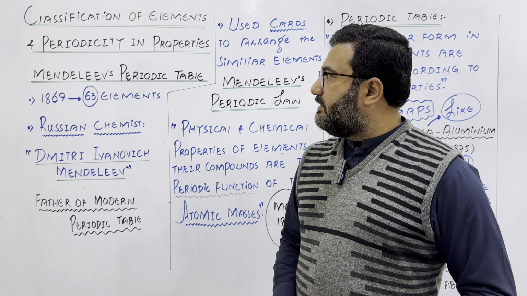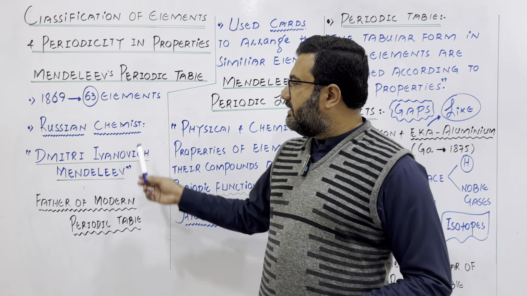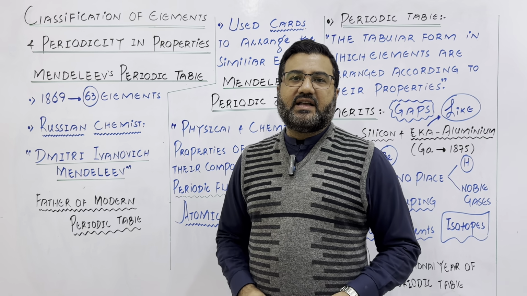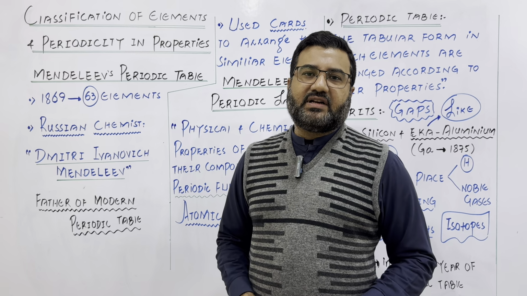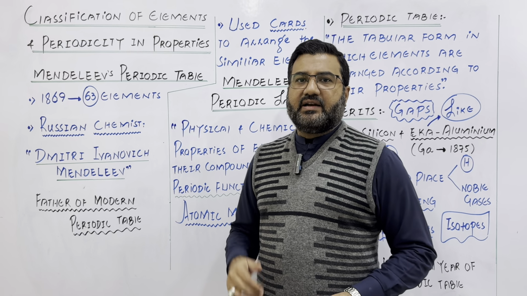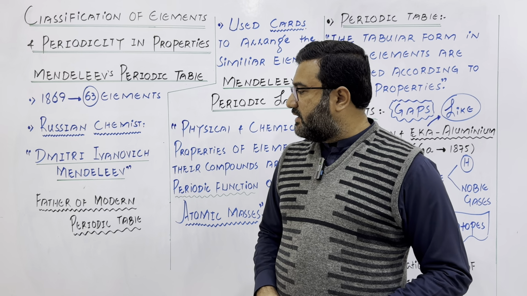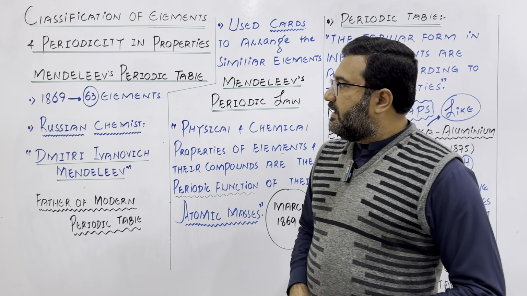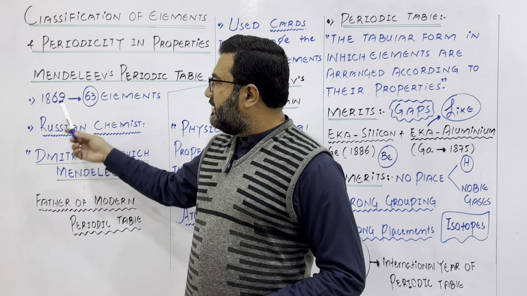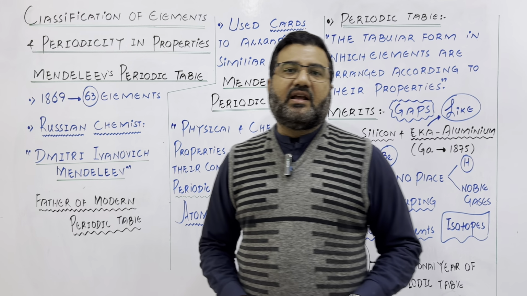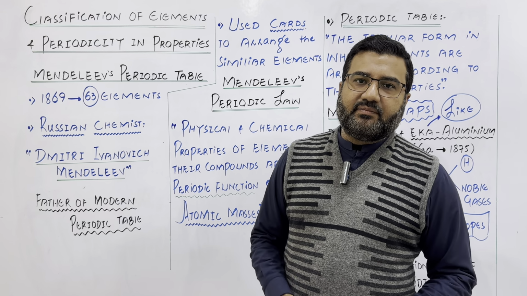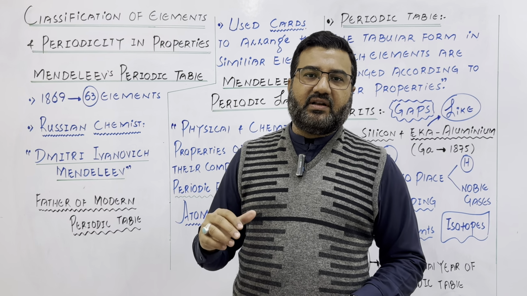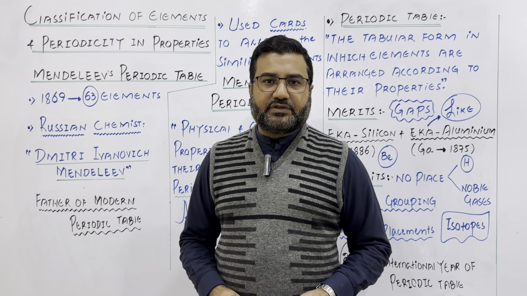Now, in this lecture, we will focus on the work of the Russian chemist Dmitri Ivanovich Mendeleev, who is also considered the major contributor towards the development of the modern periodic table, and that is why he is called the father or founder of the modern periodic table. Dear students, it was 1869 and 63 elements were discovered at that time, and Mendeleev arranged all those 63 elements in the form of a table that later on was called Mendeleev's periodic table.